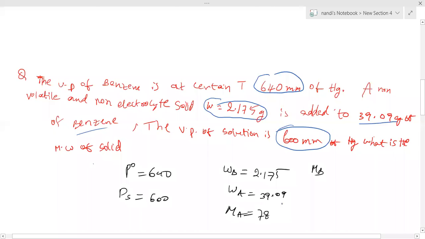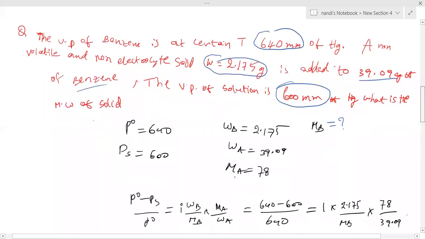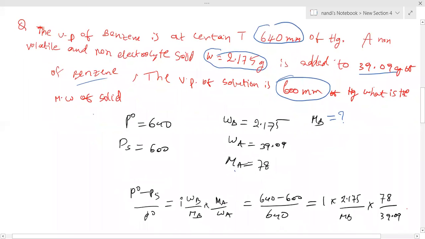Then they're asking for MB, the molar mass of the solute. MA is for the solvent, benzene, which you can calculate as 78. Then substitute in this formula: P naught minus PS by P naught equals i into WB by MB into MA by WA.